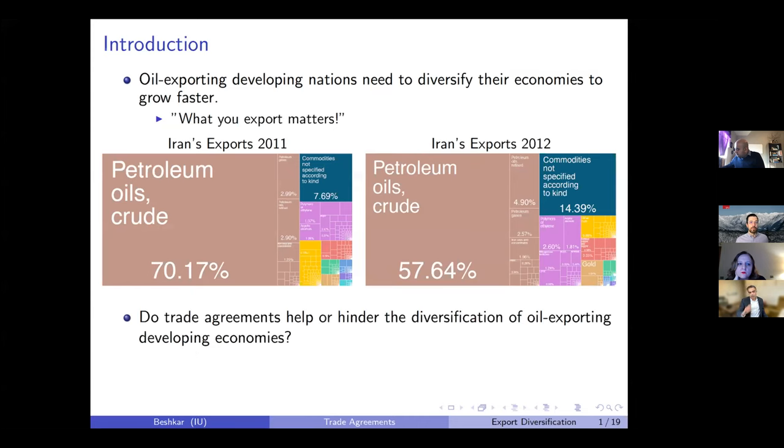So here the question that I will try to address is whether trade agreements help or hinder the diversification of oil exporting developing economies. There is not a very obvious answer to this, because trade agreements impose restrictions on the policy space of governments. Therefore, it could actually reduce the ability of governments to devise plans and strategies to diversify their economies.